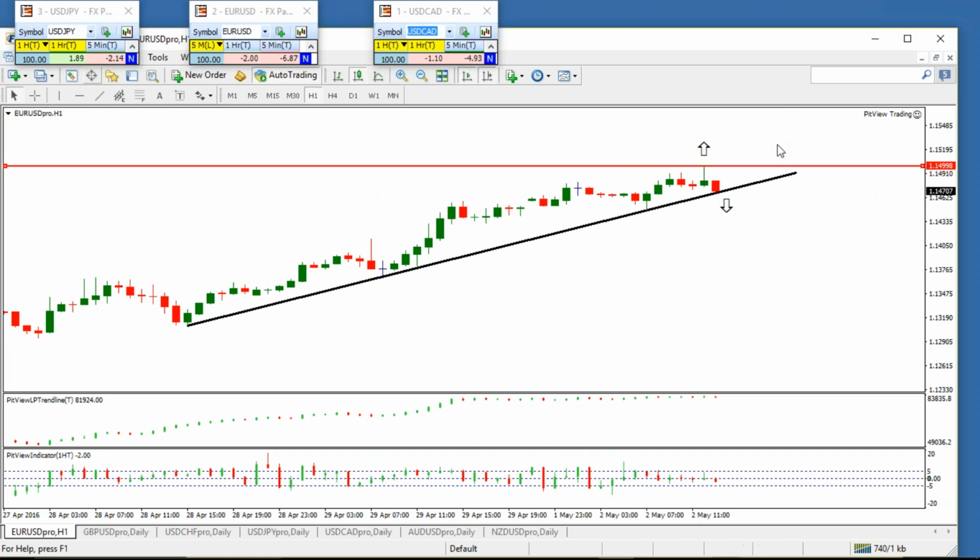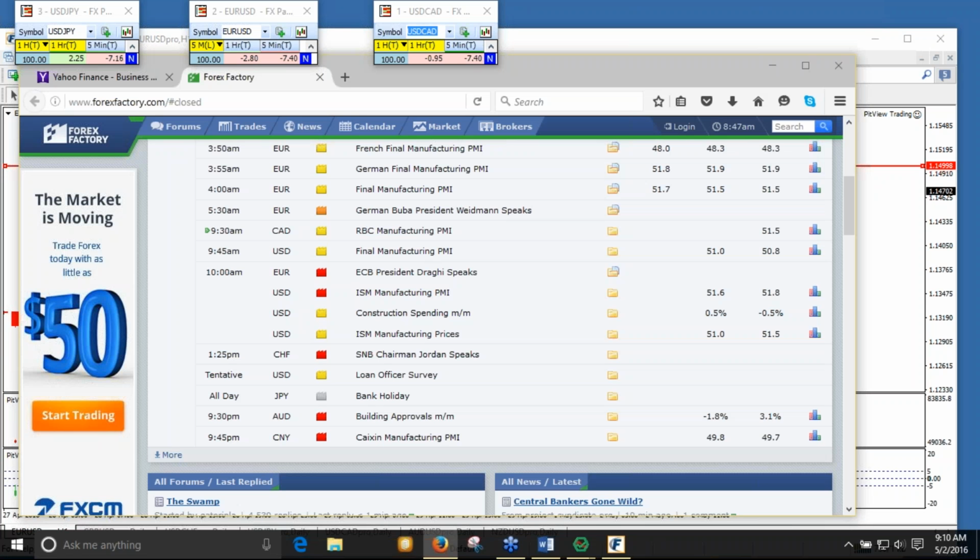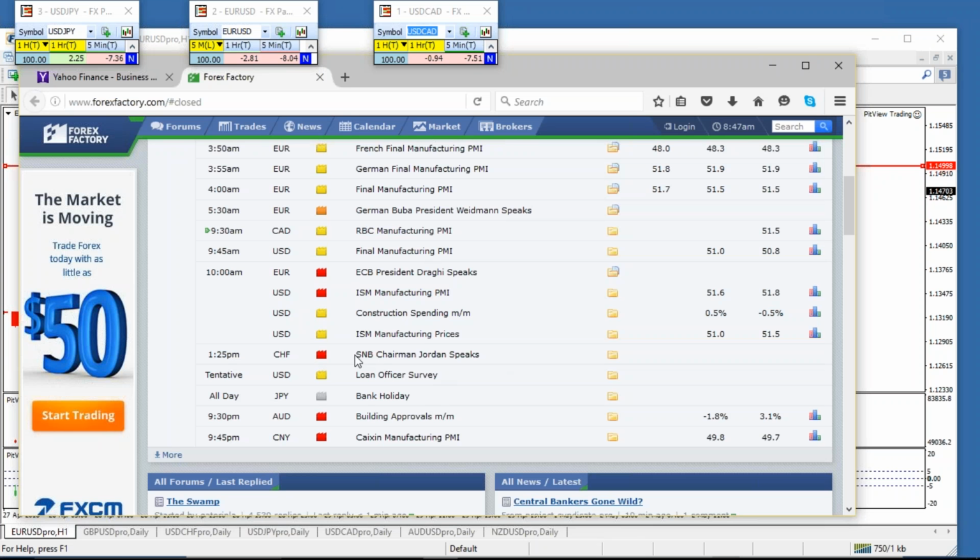We have had this consolidation, and the only key news really today is that you have a couple of central bankers coming out and speaking. You got Mario Draghi talking at about 10 o'clock in Asia, ironically enough, the other country that's involved in aggressive monetary easing, just like the ECB is. And then you got Thomas Jordan, the head of the Swiss National Bank, coming out and talking. Let's see here, I forget what time he's talking. He's talking at 1:25, about 1:30.